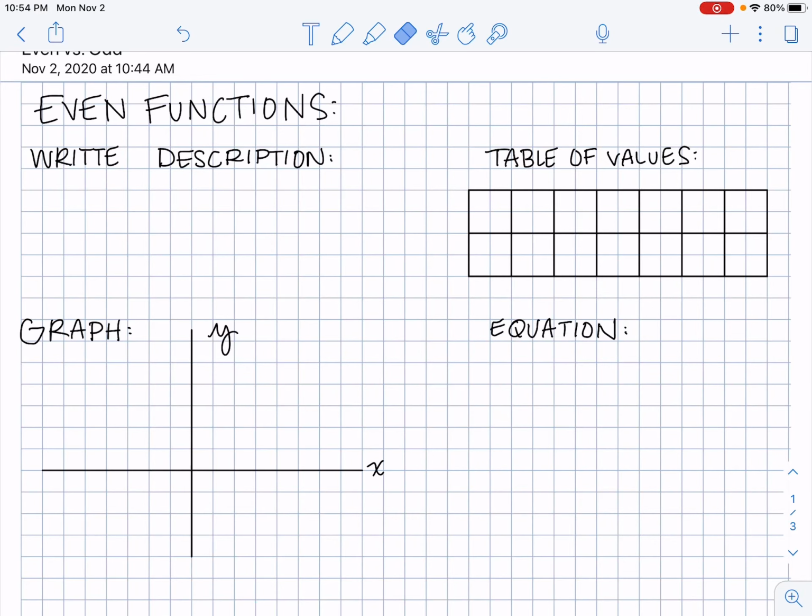Today we're talking about even functions. And as always, we look through the lens of the rule of four, which is every function can be described using a written description, a table of values, a graph, and an equation. So first we're going to look at what an even function is.